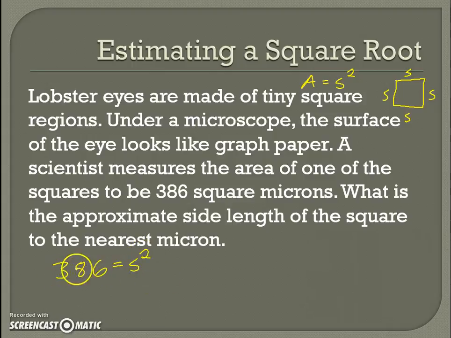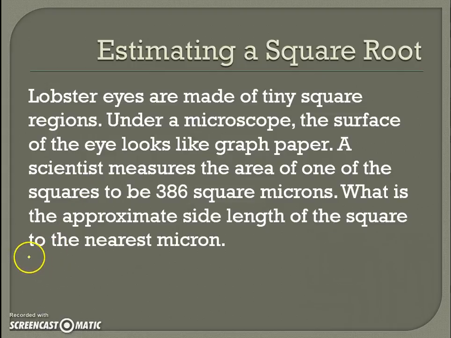I need to find the square root of that. Now it tells you here what is the approximate side length of that to the nearest micron. So in other words, I'm looking to the nearest whole number. There are a couple ways to do this. One way is you could put 386 into your calculator, find the square root of that, and then very quickly round that to the appropriate place. But what if you don't have a calculator? So that's what I'm going to go over with you here: what do you do if you don't have a calculator?